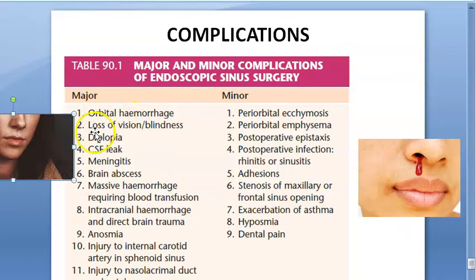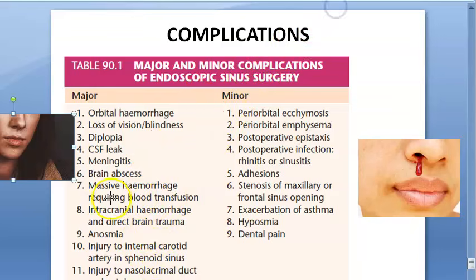Major will be orbital hemorrhage, loss of vision, blindness, because you saw that optic nerve issue can be there, right? So there can be orbital hemorrhage, diplopia, everything about the ophthalmic symptoms they're saying. Now let us go one more level. CSF leak, meningitis, brain abscess.